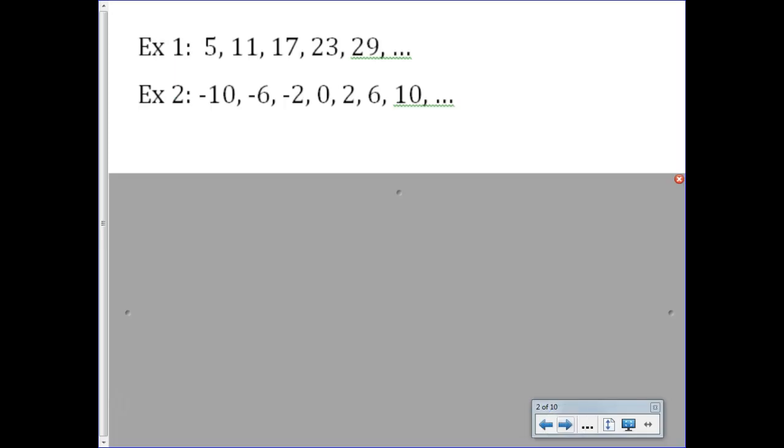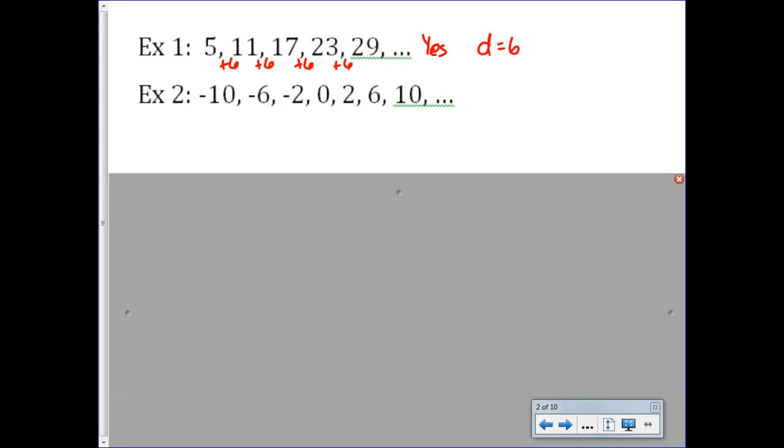An arithmetic sequence would look something like this: 5, 11, 17, 23, 29. You'll notice we are adding 6 every time here. So yes, this is an arithmetic sequence, and D would be 6. If you're not sure, you can always subtract backwards: 29 minus 23, 23 minus 17, and so on.